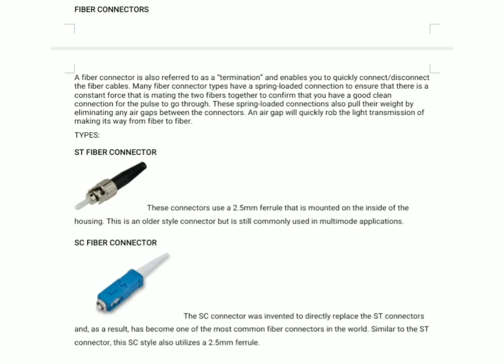Fiber connectors. A fiber connector is also referred to as a termination and enables you to quickly disconnect fiber cables. Many fiber connector types have a spring-loaded connection to ensure that there is a constant force mating the two fibers together to confirm that you have a good clean connection for the pulse to go through. This spring-loaded connection also pulls its weight by eliminating any air gaps between the connectors. An air gap will quickly rob the light transmission of making its way from fiber to fiber.